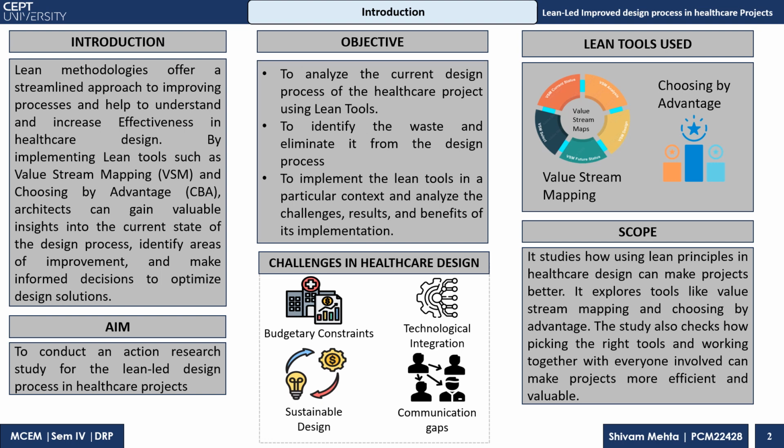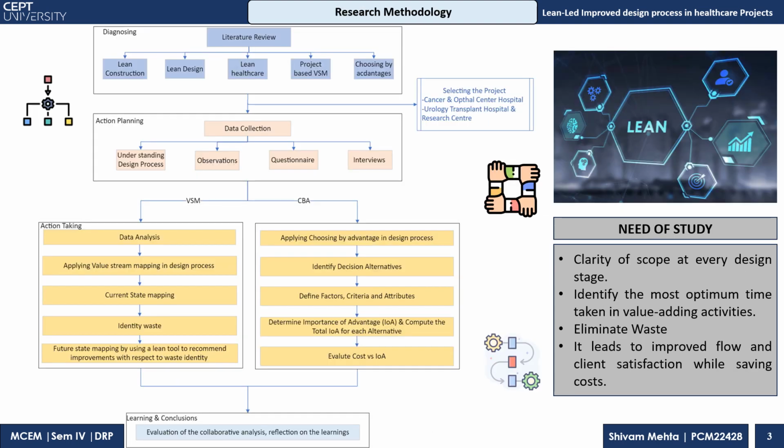As mentioned earlier in the introduction, the lean tools that will be used are value stream mapping and choosing by advantage. The scope: it studies how using lean principles in healthcare design can make a project better. It explores tools like VSM and CBA. The study also checks how picking the right tool and working together with everyone involved can make a project efficient and valuable. Now we'll see the research methodology.